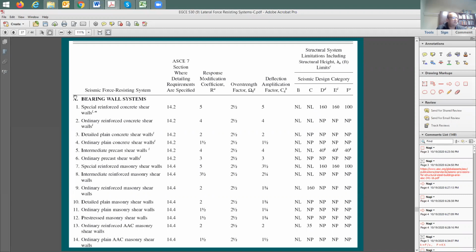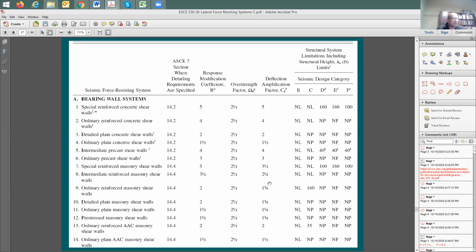So this system, we call this A1, and this is going to be A2. The A2 system cannot be used in seismic design category D, excuse me. So it's really important that you figure out the seismic design category to know the limits of your building, whether it's going to be allowed or not allowed. So here's the first category, bearing wall system, and you have all the types.